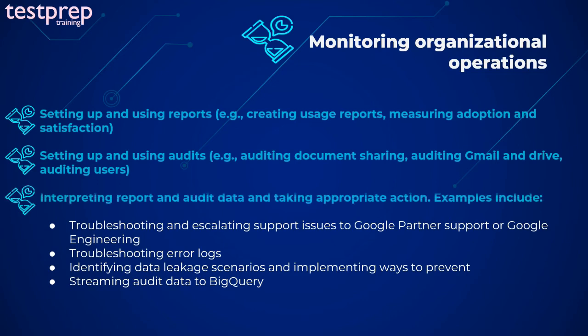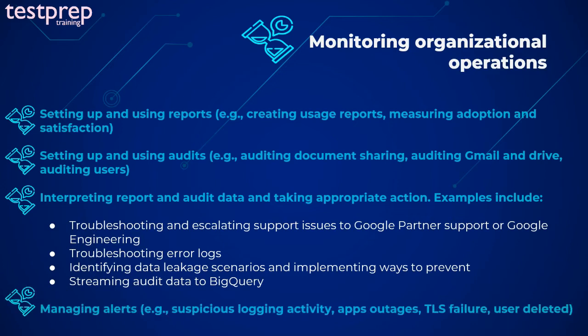Number 3. Interpreting report and audit data, and taking appropriate action. Examples include 1. Troubleshooting and escalating support issues to Google Partner Support or Google Engineering. 2. Troubleshooting error logs. 3. Identifying data leakage scenarios, and implementing ways to prevent. 4. Streaming audit data to BigQuery. Number 4. Managing alerts, for example, suspicious logging activity, app outages, DLP failure, user deleted.